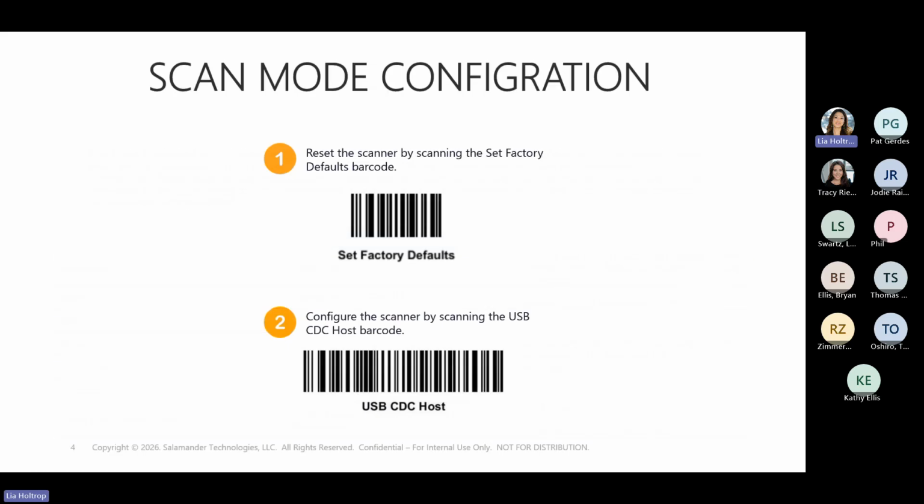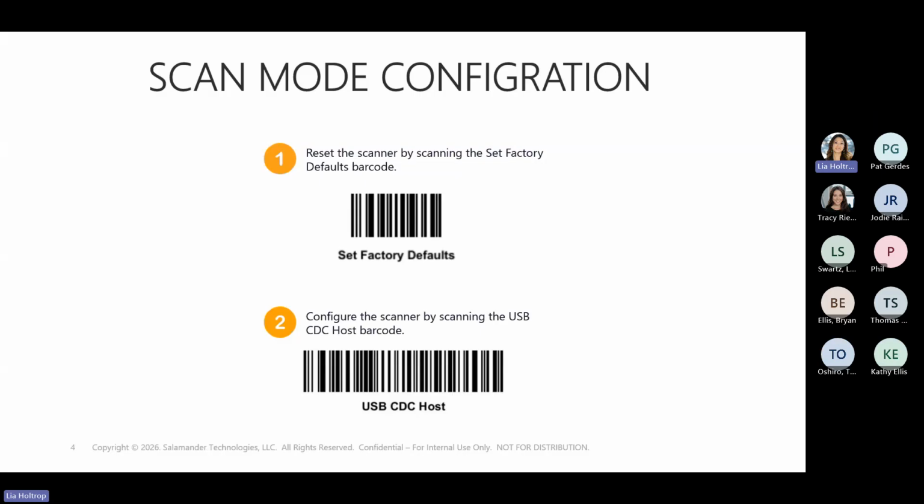So for configuration, if you want to use scan mode, you've got to use an approved scanner, and it has to be configured on your computer and then connected to Salamander Live. All scanners offered through Salamander are compatible. To configure your scanner, first reset it to its default settings by scanning this barcode right here called Set Factory Defaults.